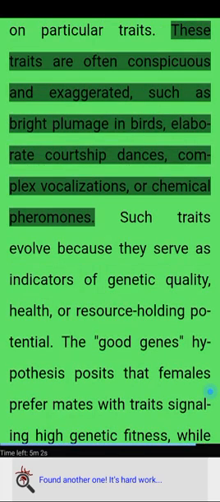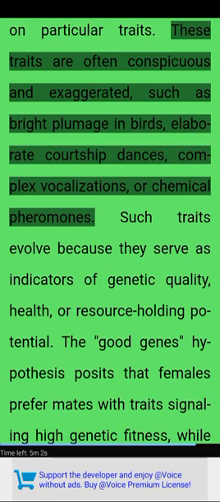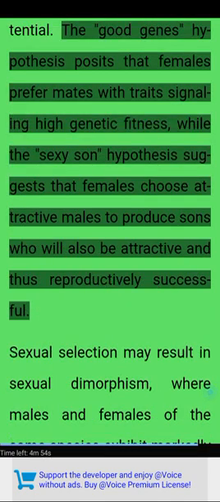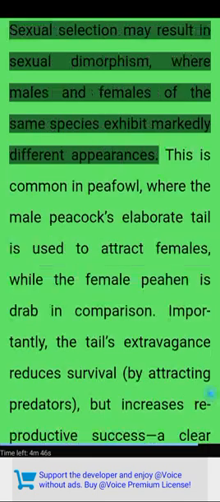traits. These traits are often conspicuous and exaggerated, such as bright plumage in birds, elaborate courtship dances, complex vocalizations, or chemical pheromones. Such traits evolve because they serve as indicators of genetic quality, health, or resource holding potential. The good genes hypothesis posits that females prefer mates with traits signaling high genetic fitness, while the sexy son hypothesis suggests that females choose attractive males to produce sons who will also be attractive and thus reproductively successful.